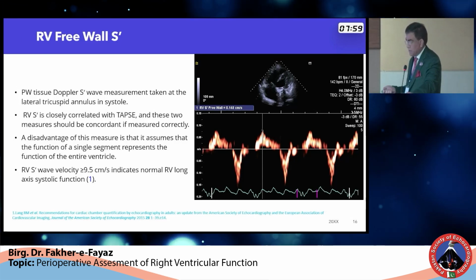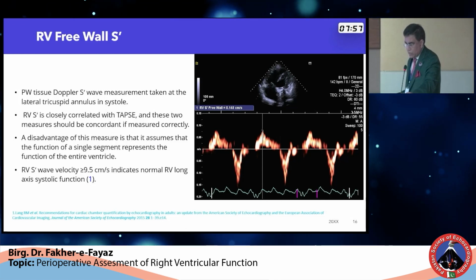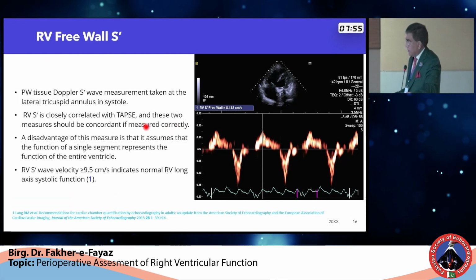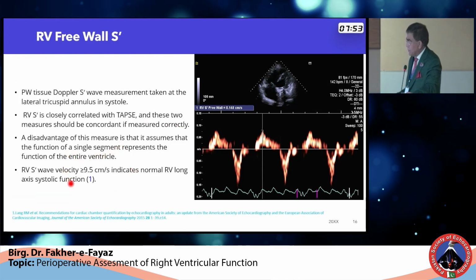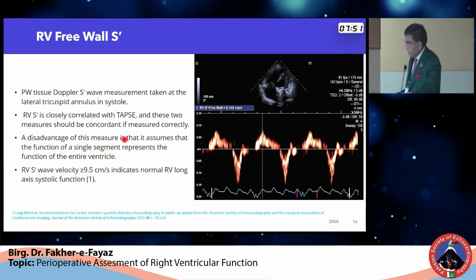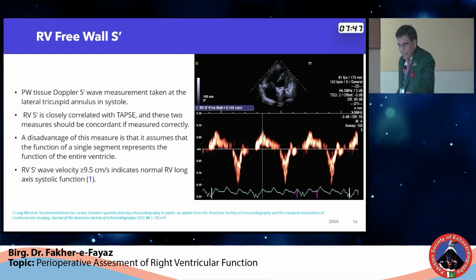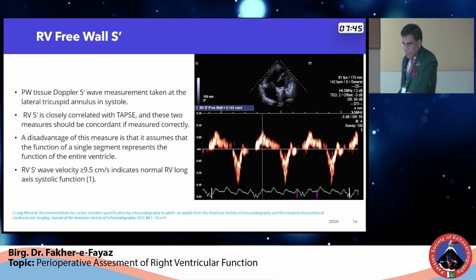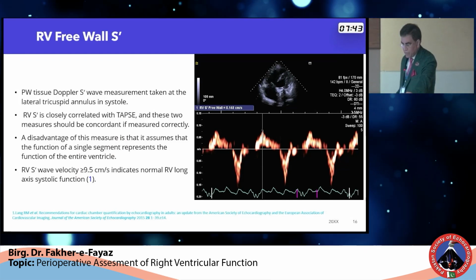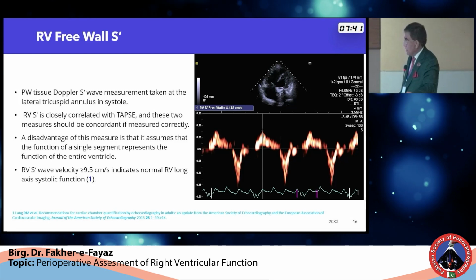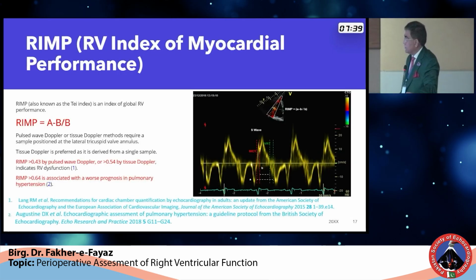TDI. Yesterday we were discussing it, so I will not be going into detail. We need to remember the number 9.5 here. It's difficult to control this red pointer. So RV S prime, if it is more than 9.5, it is normal. If it is less, then definitely the RV function is down.